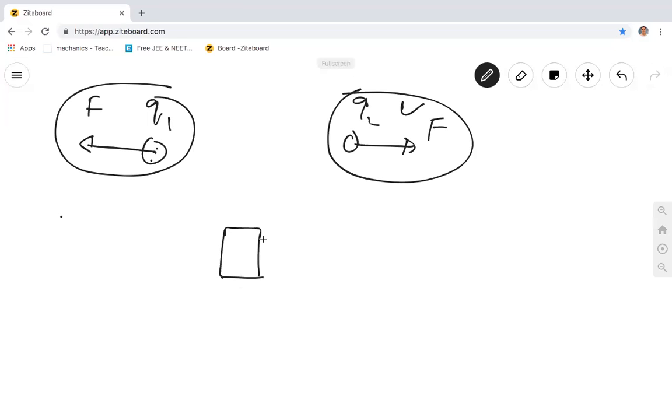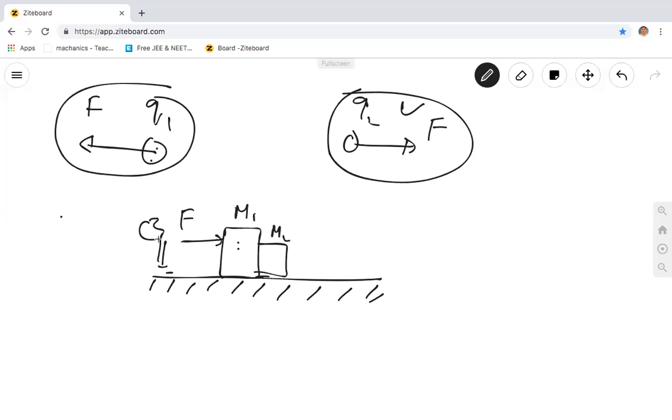Now see here. This is an object. This is one more object. Let me take these two objects, M1 and M2. I am pushing this object M1 with force F. Who is pushing this M1 with F force? A person. How much force do I give? Leave about M2. I am not exerting force on M2. I am exerting force on M1. How much force do I give to M1? MA.